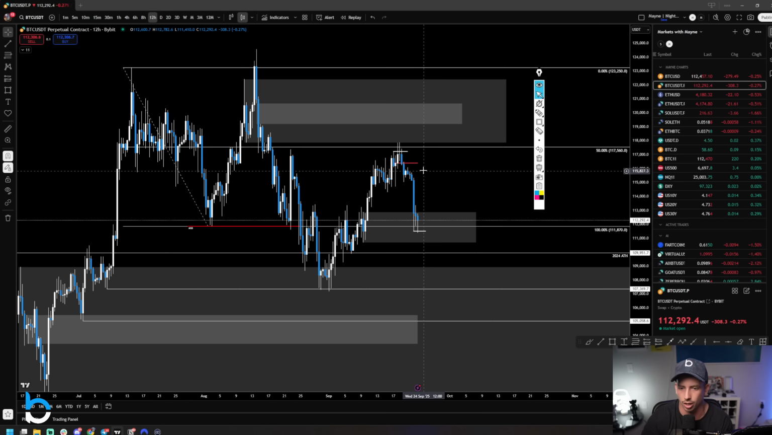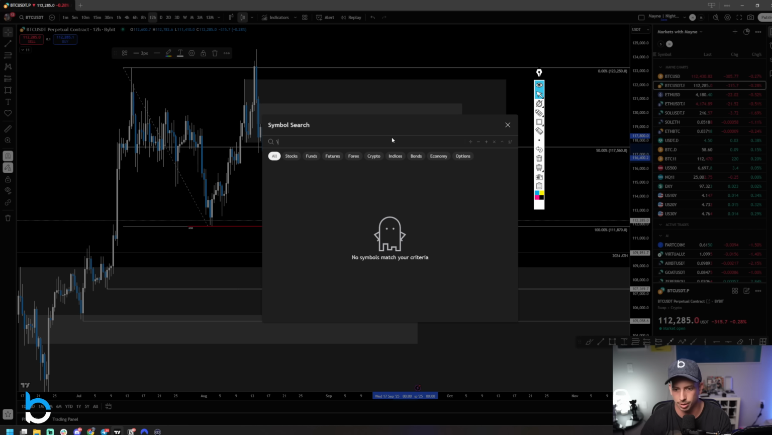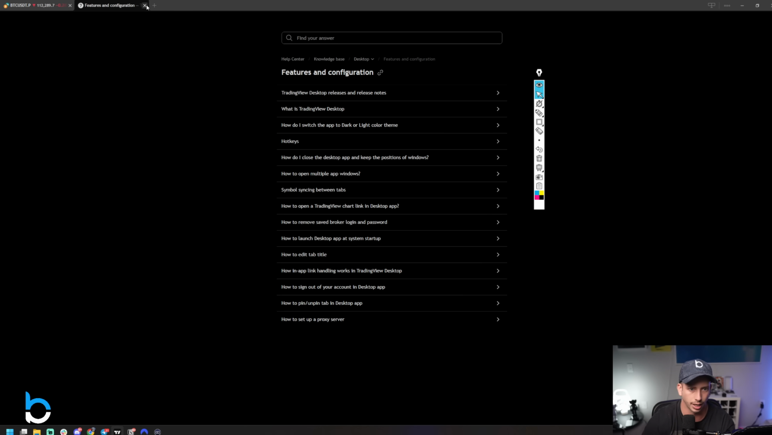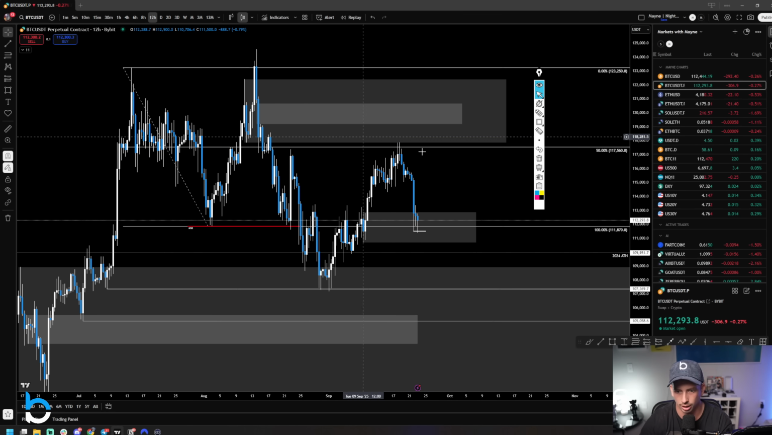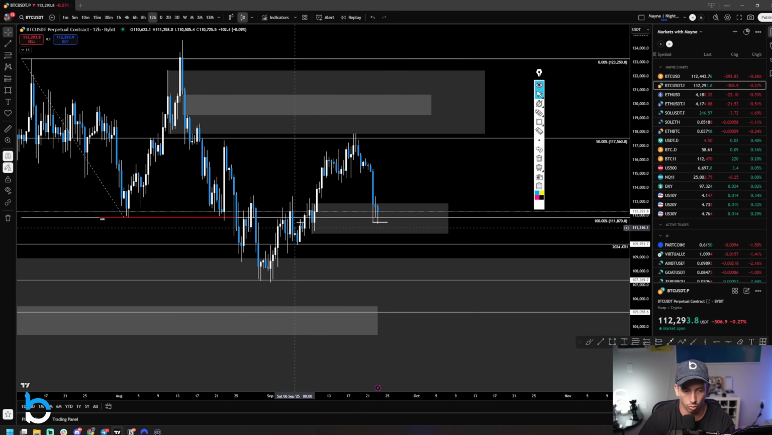So I'm looking at this on the 12-hour, just cleaning up some of these levels here. We've retested the range low, and we've got this 12-hour order block here. I'm willing to take a punt. So I've gone ahead and I've taken a long here.